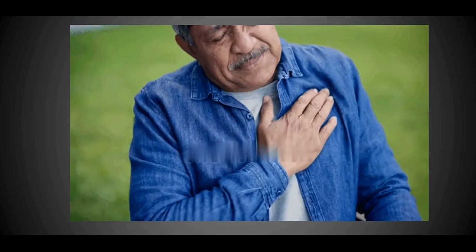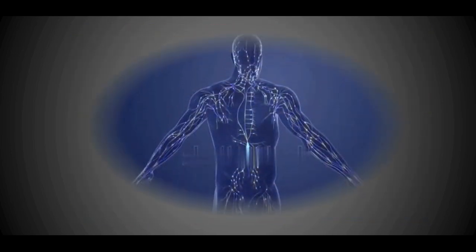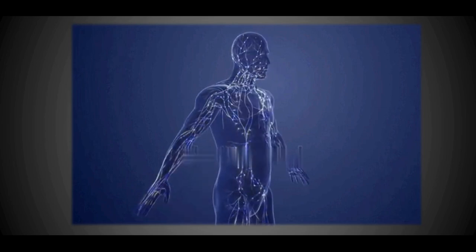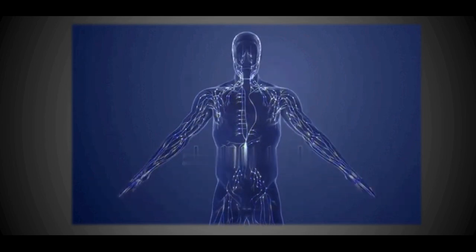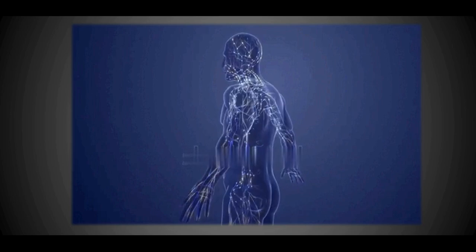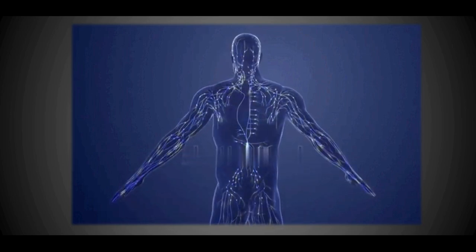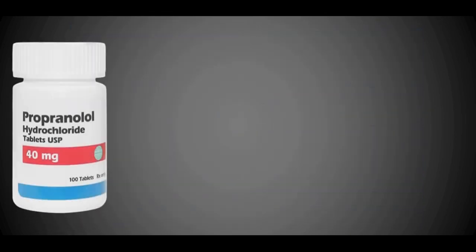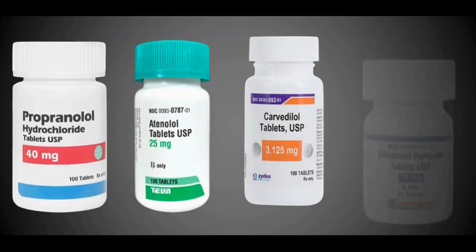GH secretion is influenced by the autonomic nervous system, where beta-adrenergic activity enhances GH release. Beta blockers, especially non-selective ones like propranolol, block beta-adrenergic receptors, reducing the stimulatory effect on GH secretion. Examples of beta blocker drugs include propranolol, atenolol, metoprolol, carvedilol and bisoprolol.